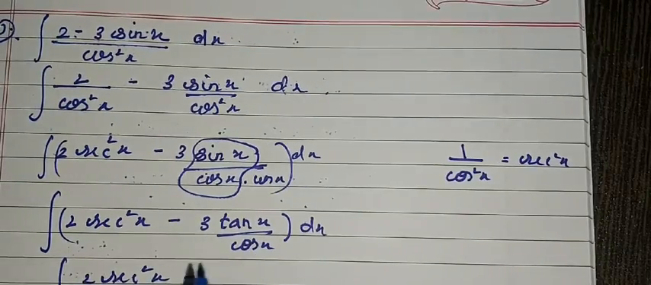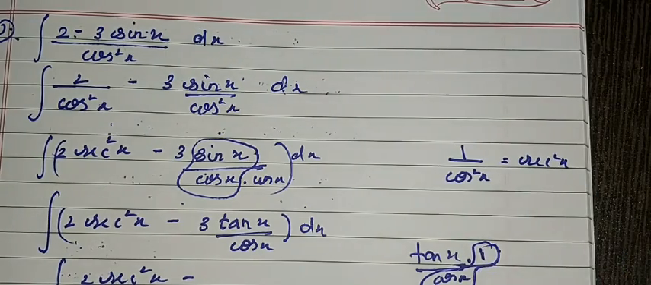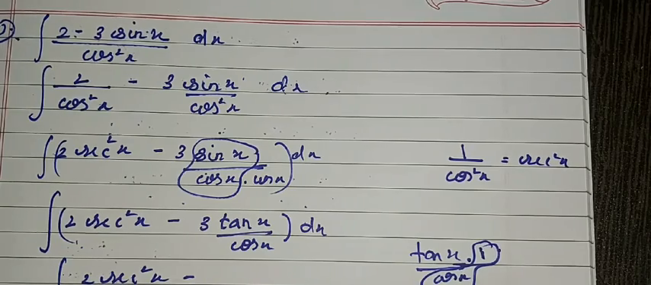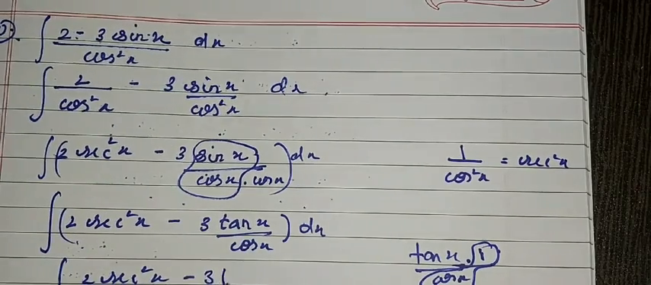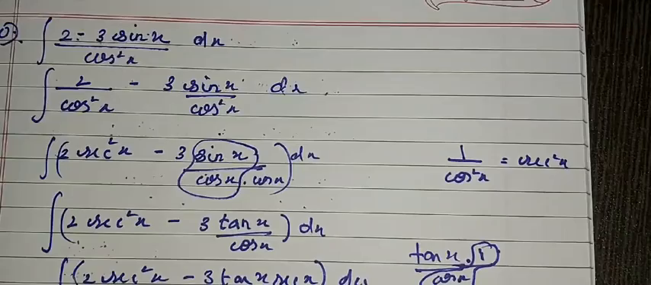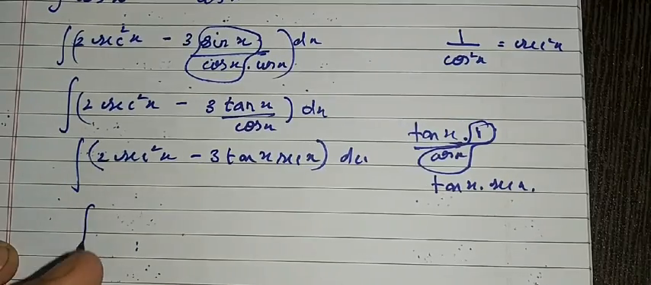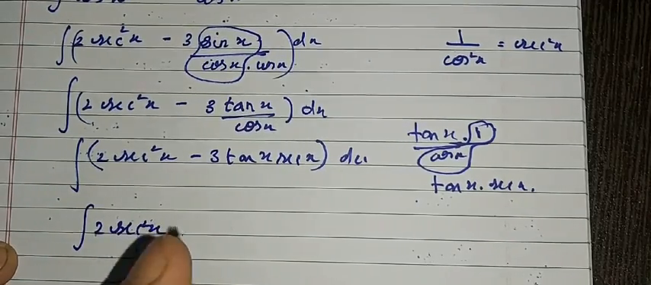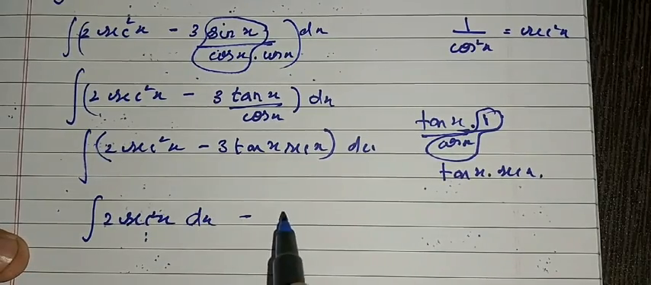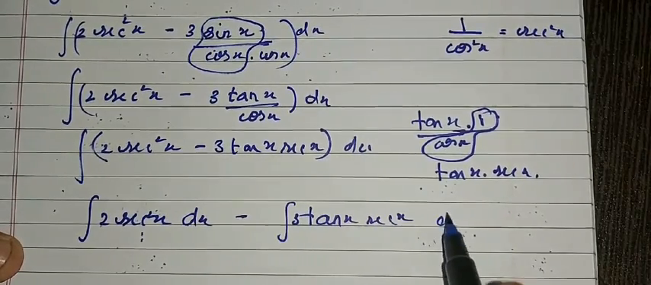Now we write it again. Look here, tan x by cos x, it is like tan x into 1 by cos x. So what is 1 by cos x? 1 by cos x is sec x. So we can write it as tan x sec x. So we are writing this as tan x sec x into dx. Now there is a minus in between, we can split it. So we are splitting it like this: integral of 2 sec square x dx minus integral of 3 tan x sec x dx.